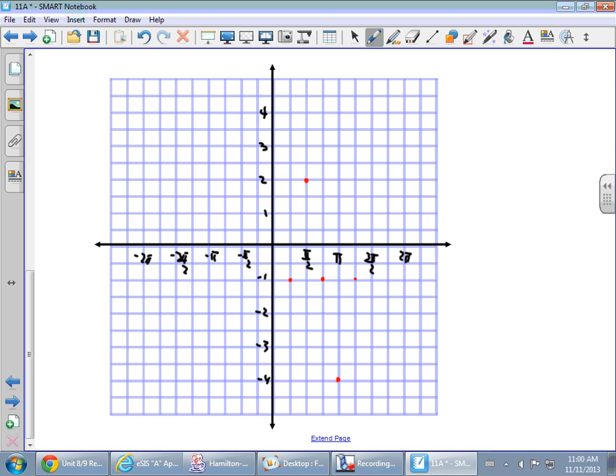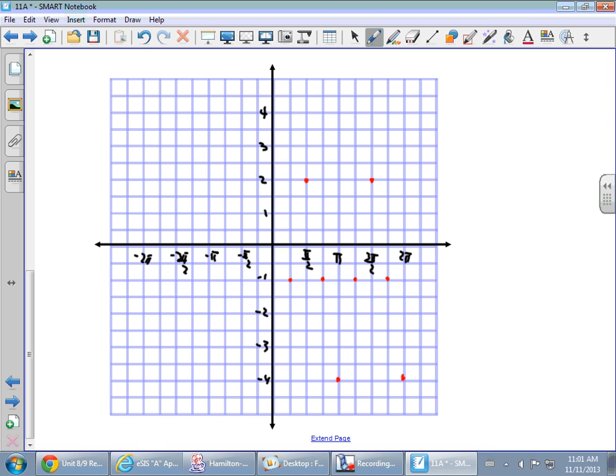And I would go over 1 and up 6. Over 1 and down 6. And I keep doing that until I reach the end of my graph. Does that make sense? So that's why I gave you that piece of graph paper, because you will have nice graph paper on your test.